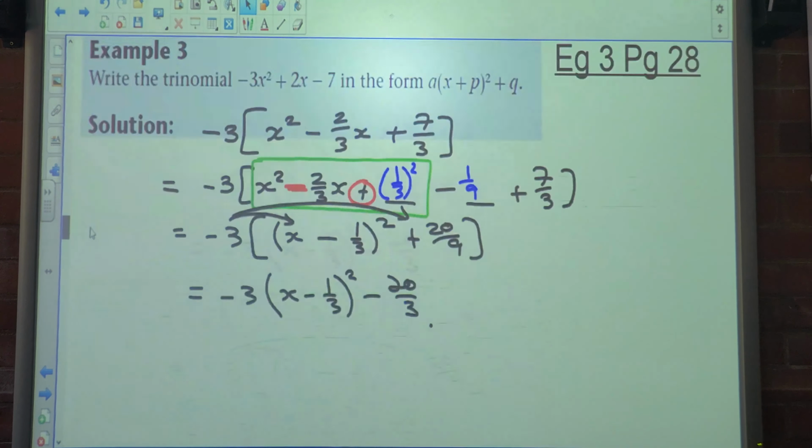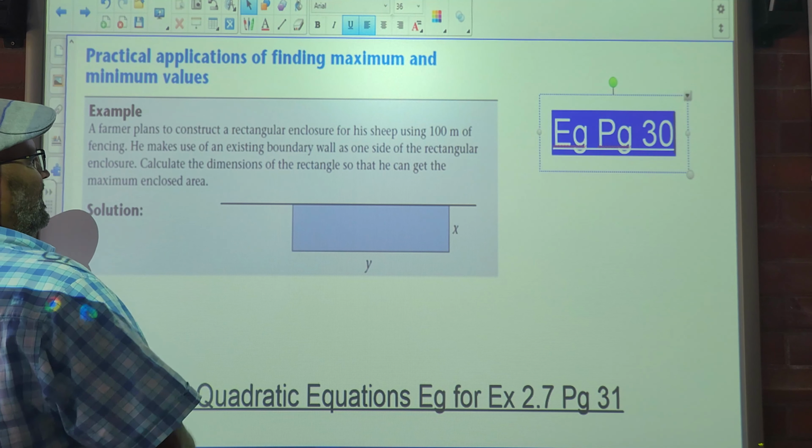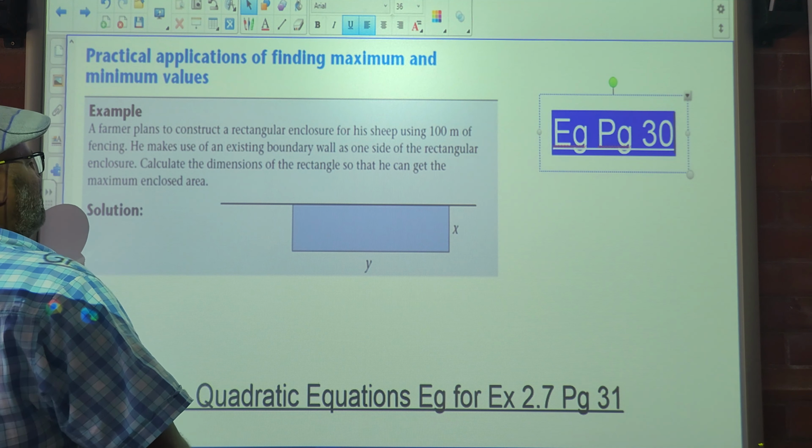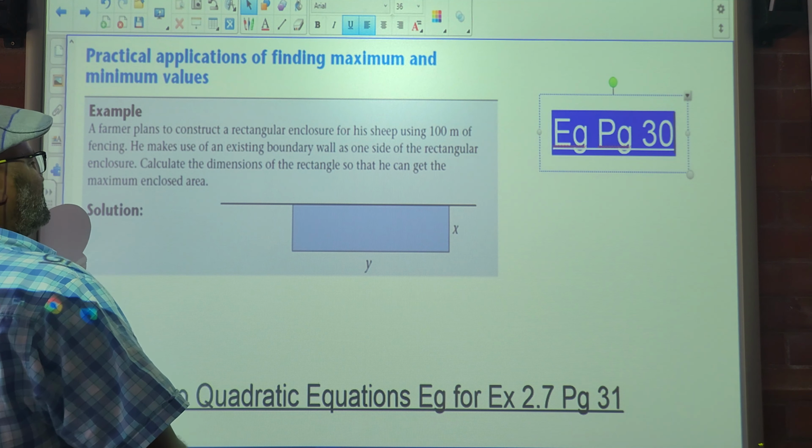A farmer plans to construct a rectangular enclosure for his sheep using 100 meters of fencing. He makes use of an existing boundary wall. So now, if he's using an existing boundary wall, is he going to put fence against the wall? You shouldn't. For you to put a fence against the wall is not going to make sense. He makes use of an existing boundary wall as one of the sides of the rectangular enclosure. Calculate the dimensions of the rectangle so that he can get a maximum enclosed area. You want the maximum enclosed area.